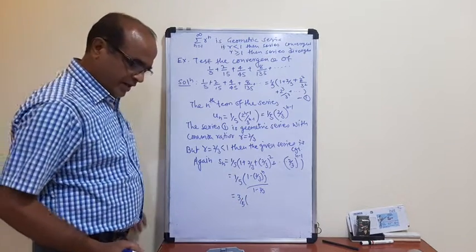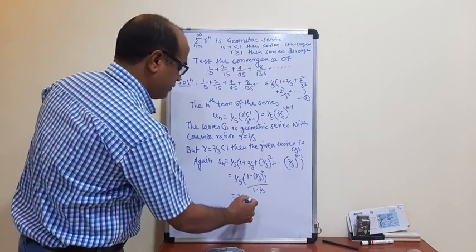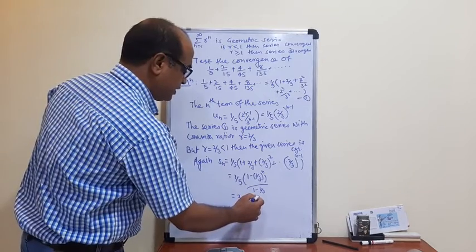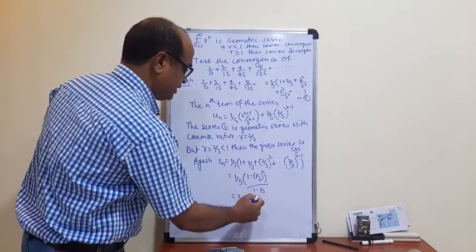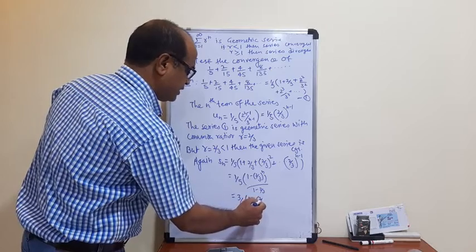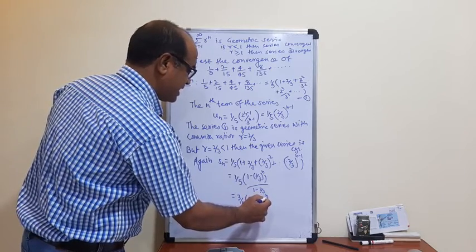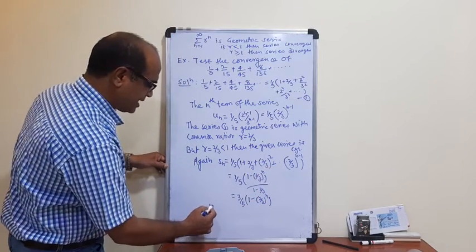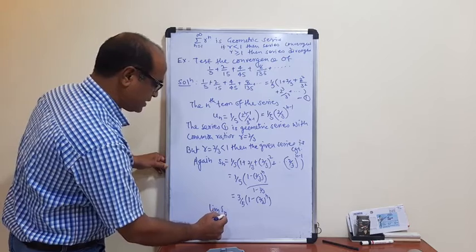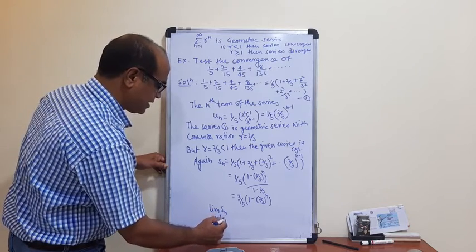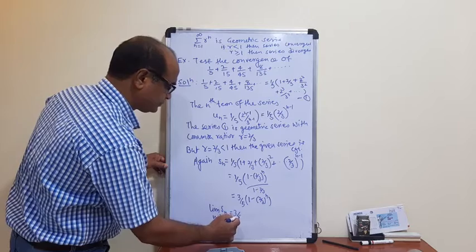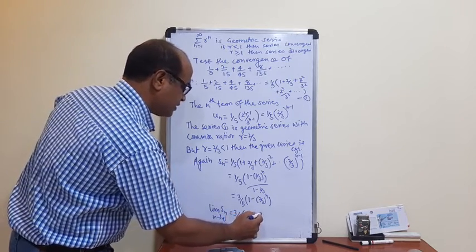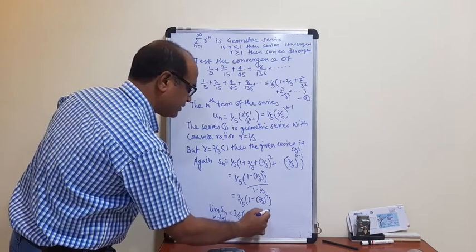3 by 5, okay. So this is 1 minus 2 by 3 raised to n, okay, this term. So taking the limit of Sn as n tends to infinity is equal to 3 by 5 times the limit of 1 minus 2 by 3 raised to n.